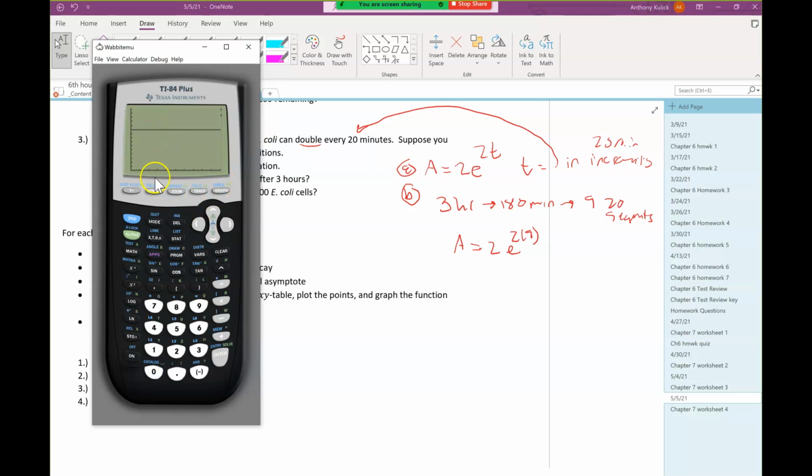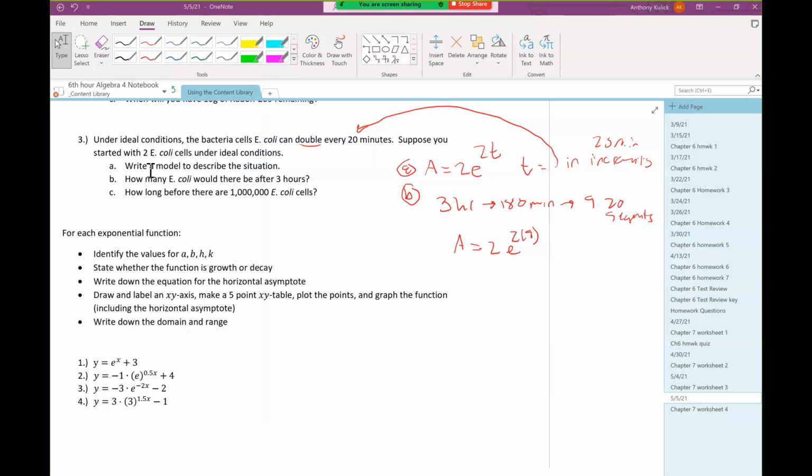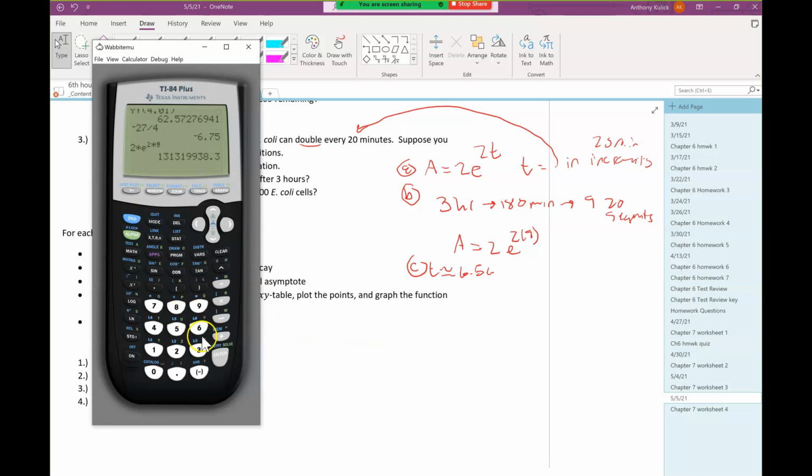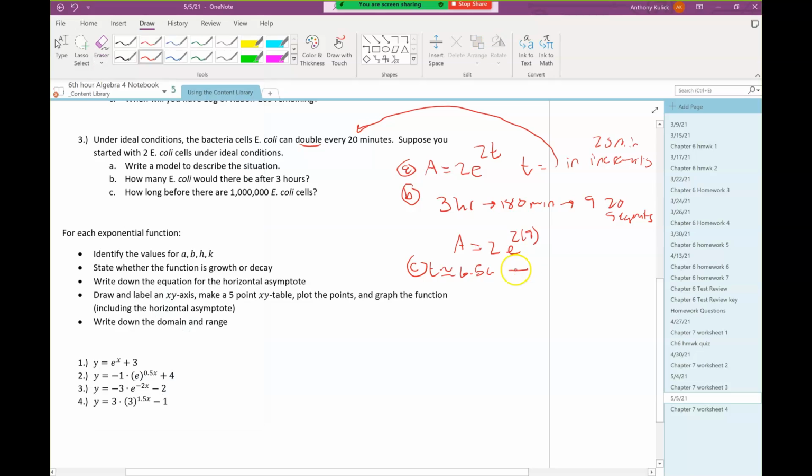There's my 1 million line. Here's my growth curve. So that's the intersection I'm looking for. So second, trace, intersect, enter, enter, enter. So that's going to be, t is about 6.56. But remember, those are the number of 20-minute segments. So really, I'm going to do 6.56 times 20. So really, 131 minutes.